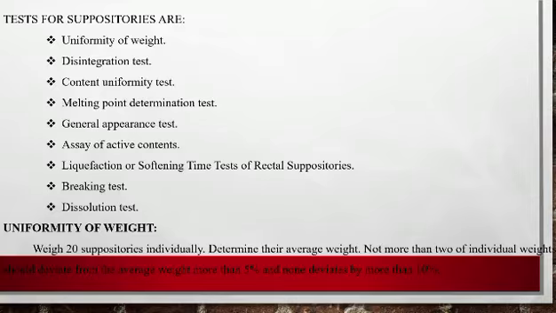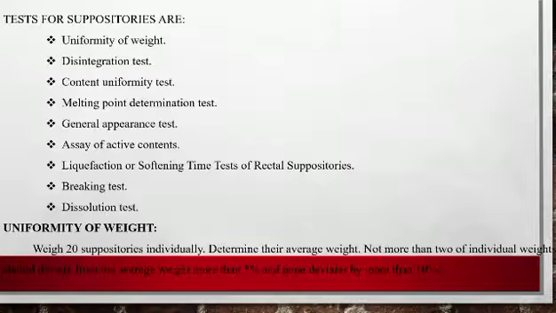They are uniformity of weight, disintegration test, content uniformity test, melting point determination test, general appearance test, assay of active contents, liquefaction or softening time test for rectal suppositories, breaking test and dissolution test. These are the 9 tests. We will briefly discuss them in these slides.